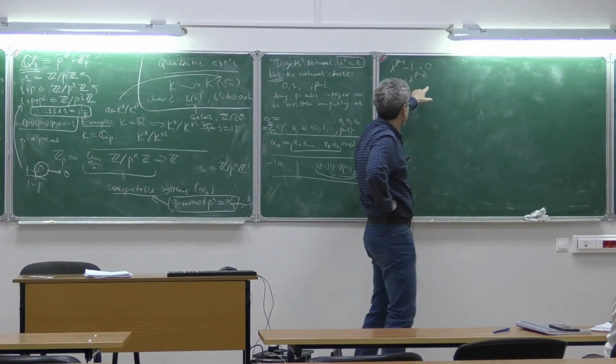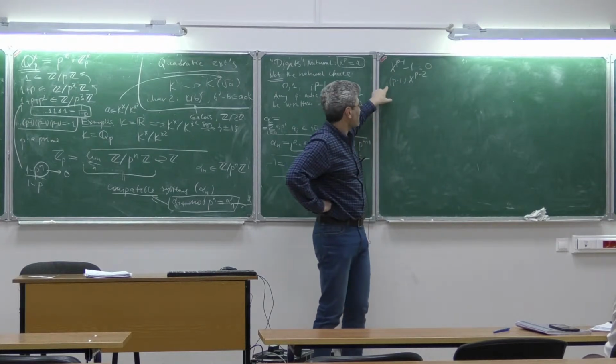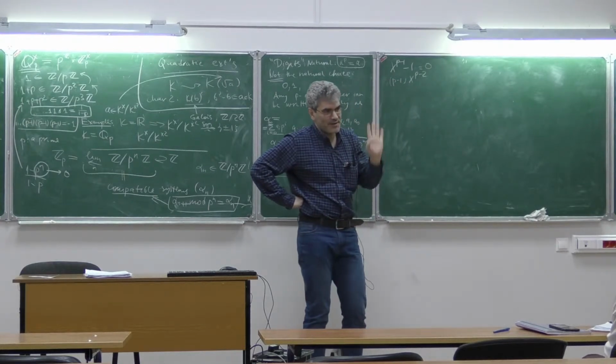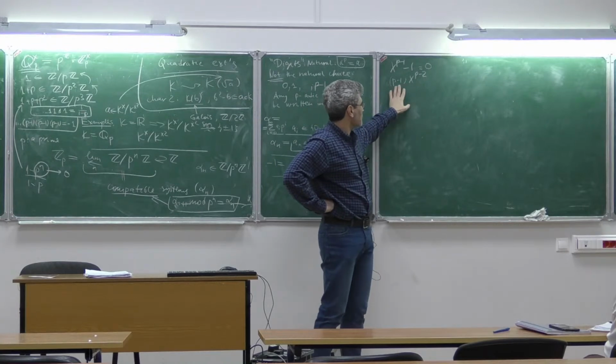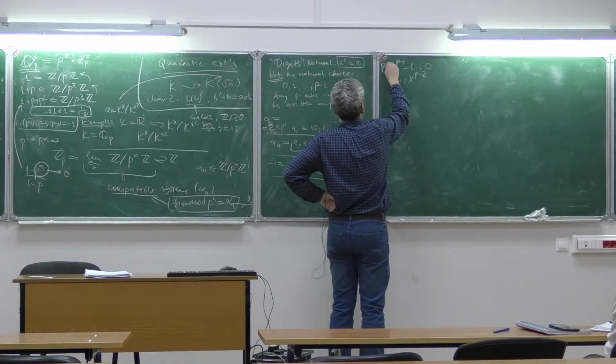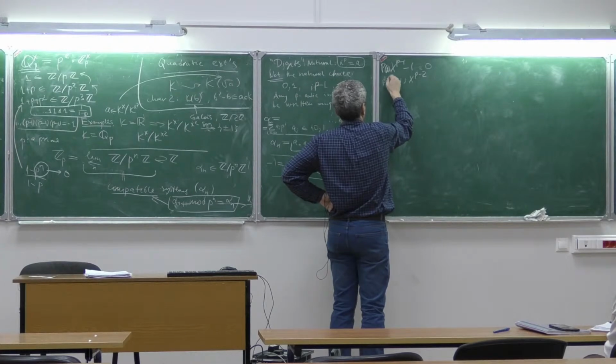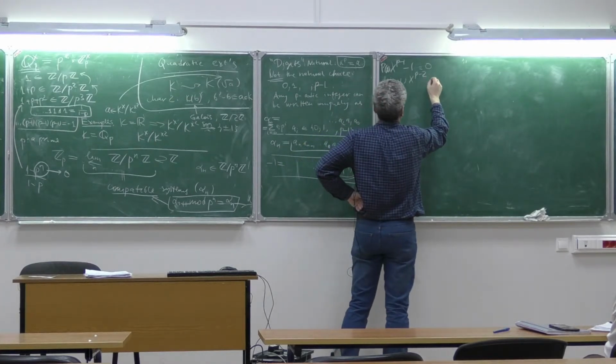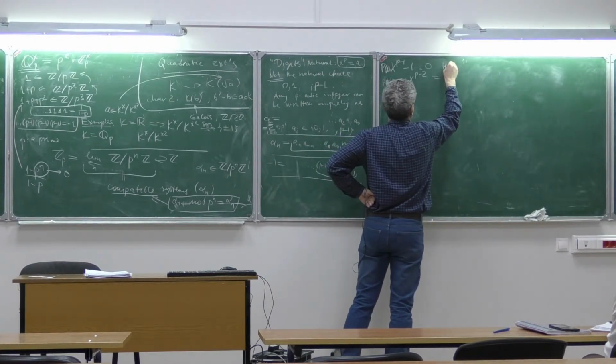So the derivative is not zero. You mean modulo p? Yes, modulo p it is invertible. So this is P of x, and this is P prime of x. Hensel's lemma.